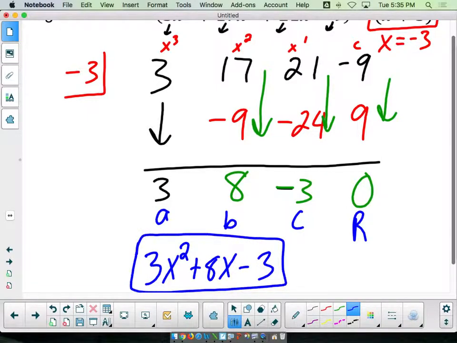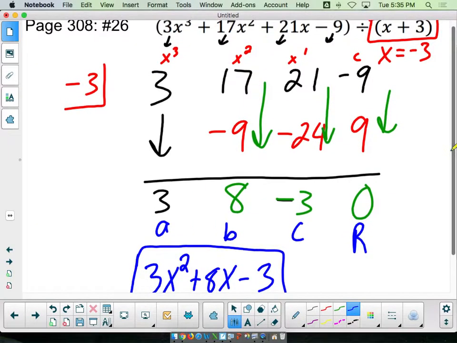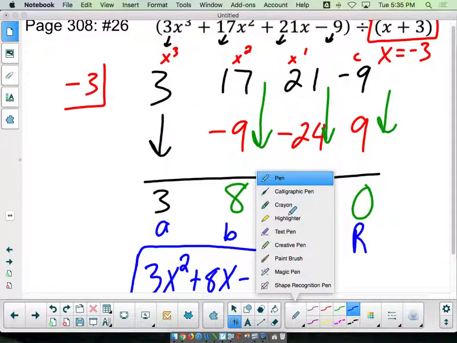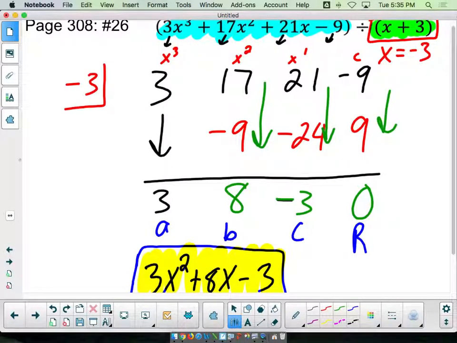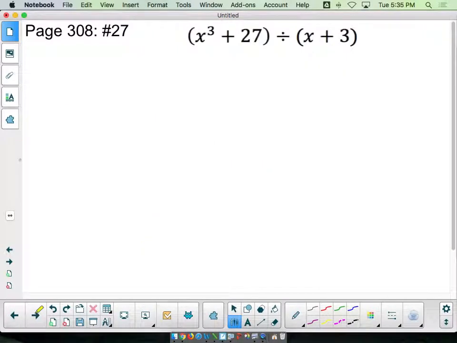And again, if you wanted to check your work, you could multiply the answer that we got down here with the division portion up here, the x plus 3. And when you multiply those together, you should get 3x to the third plus 17x squared plus 21x minus 9. Not necessary, but on Thursday's quiz, if you have extra time, checking your work wouldn't be a bad thing.